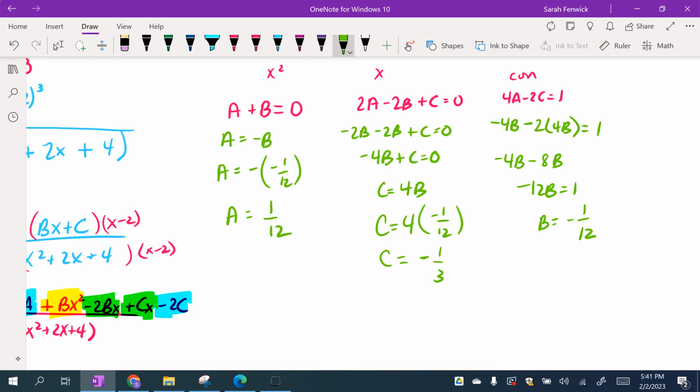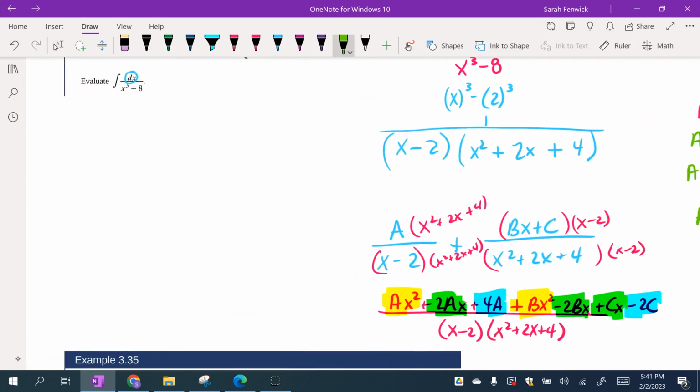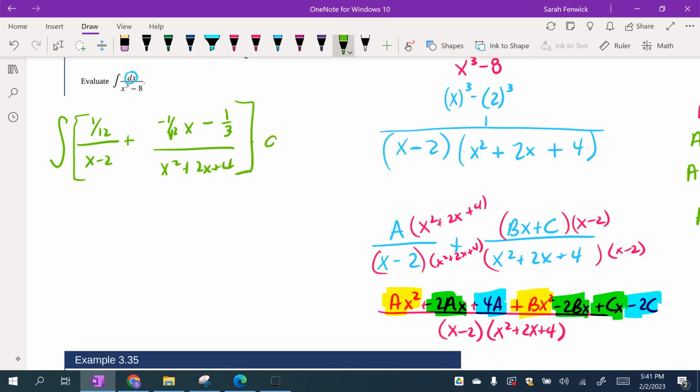So now let's go back and use our pattern that we made to rewrite the problem. So a, which was 1/12 over x minus 2, plus bx plus c. Well, b was negative 1/12, minus 1/3 all over x squared plus 2x plus 4 dx.